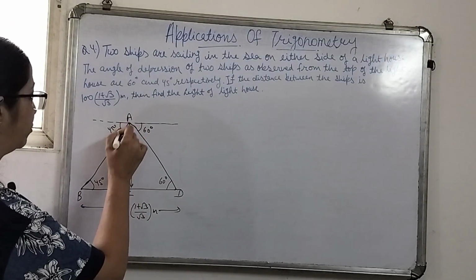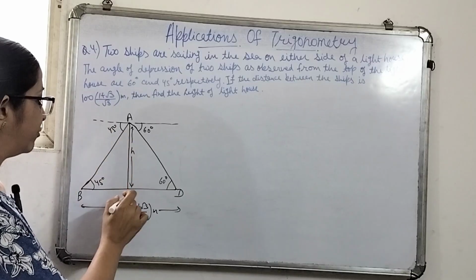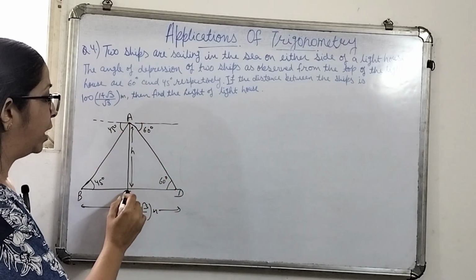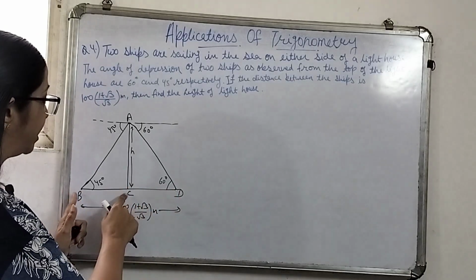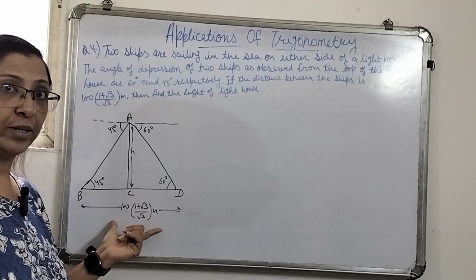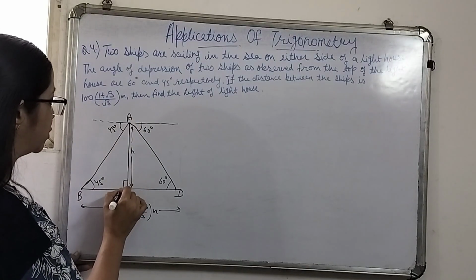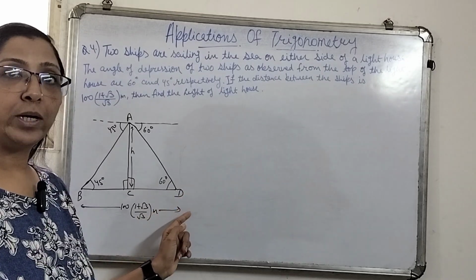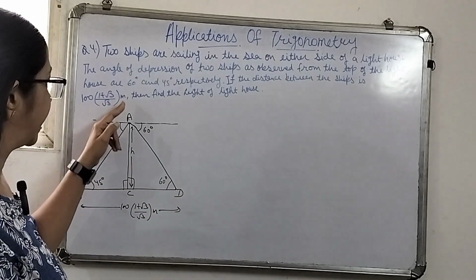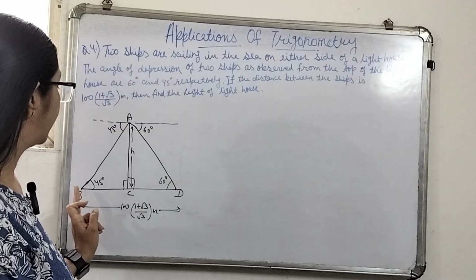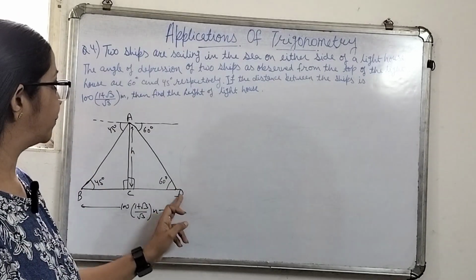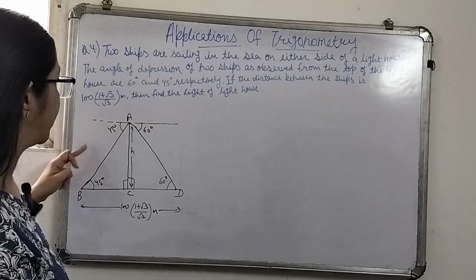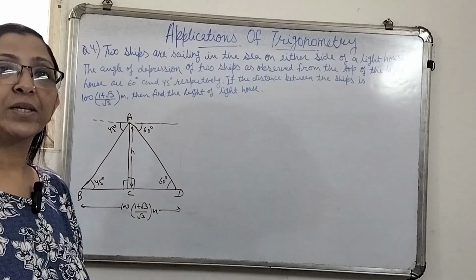That means we want a relation between perpendicular and base. From this triangle ABC, we can find the value of BC. From the triangle ACD, we can find the value of CD. And the sum of BC plus CD is given to us, right? So we are having two right angle triangles, one is ABC, another is ACD. We have assumed that AC is the lighthouse and one of the ships is at B, another ship is at D. From the top of the lighthouse, whose height is AC, one angle of depression is 45 degree and one angle is 60 degree.